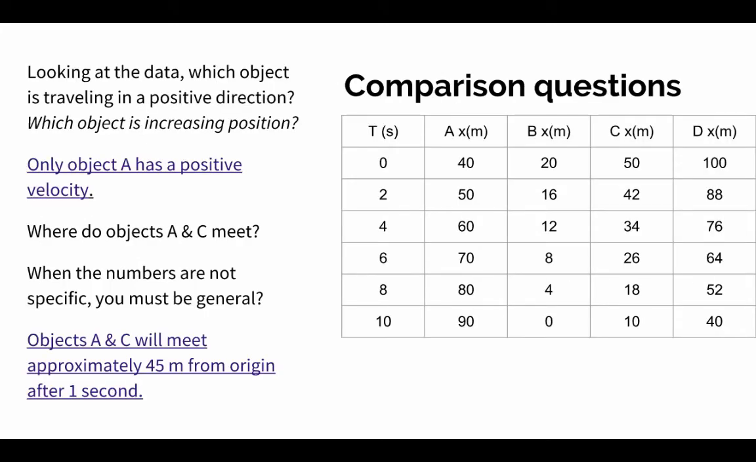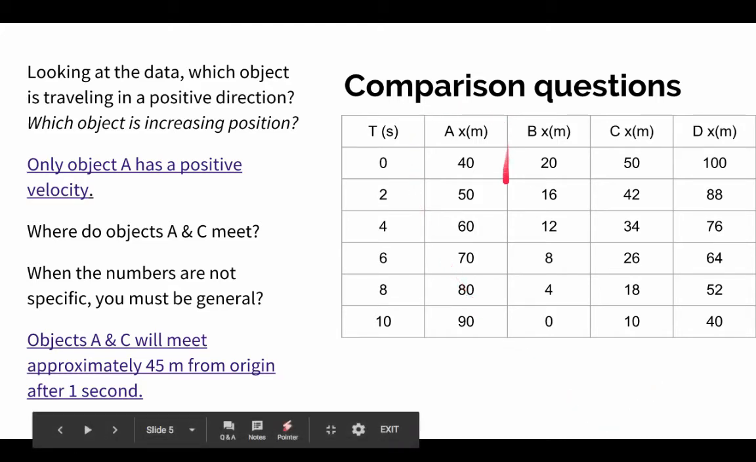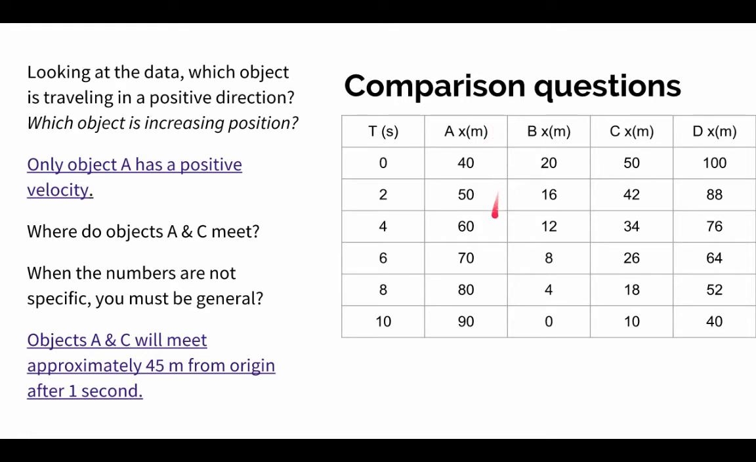So looking at the data, which object is traveling in a positive direction? Which object is increasing position? Well, only object A has a positive velocity, so it's the only one that is going in a positive direction.